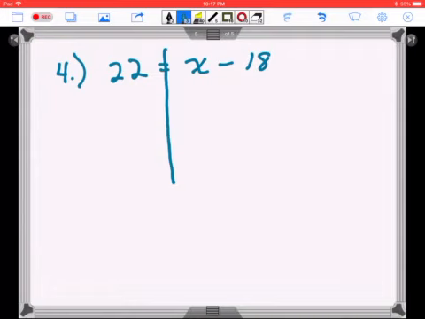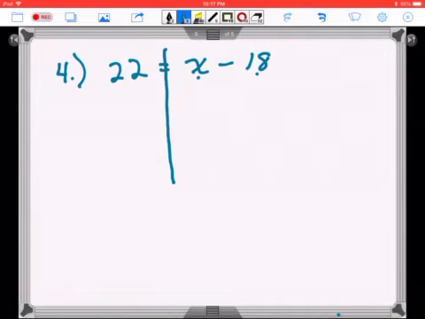This side, the x is over on the right-hand side. So we're going to look over here on the right-hand side. We've got our single x, but then we have a negative 18 over here with it. So it's like having 18 of those little red 1 tiles. We want to make those little red 1 tiles go away.